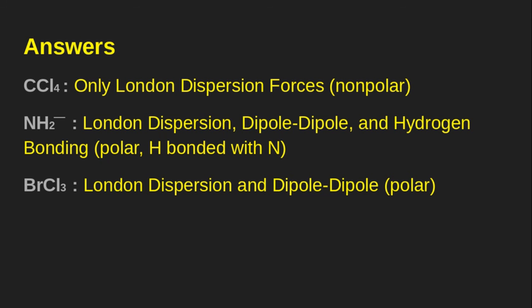Last but not least is bromine chloride. It only has London dispersion and dipole-dipole because there's no hydrogen bonding, but it is a polar molecule, and every molecule has London dispersion.